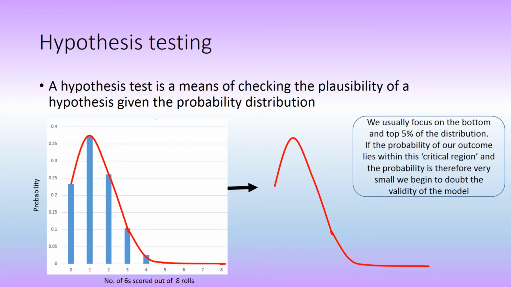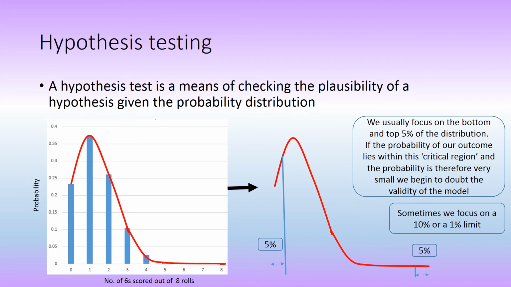So we usually focus on the top and bottom 5% of the distribution. So for example, there's the top 5% in here, and there's the bottom 5%. Now if the probability of our outcome lies within this critical region, and the probability is therefore very small, we begin to doubt the validity of the model. So if it veers too far away from that central safe ground, then we think there's something not quite right about this situation. Sometimes we do focus on a 10% significance level or a 1% significance level.